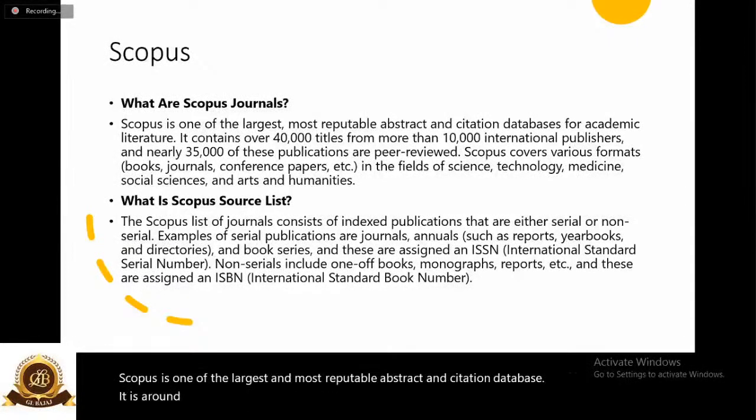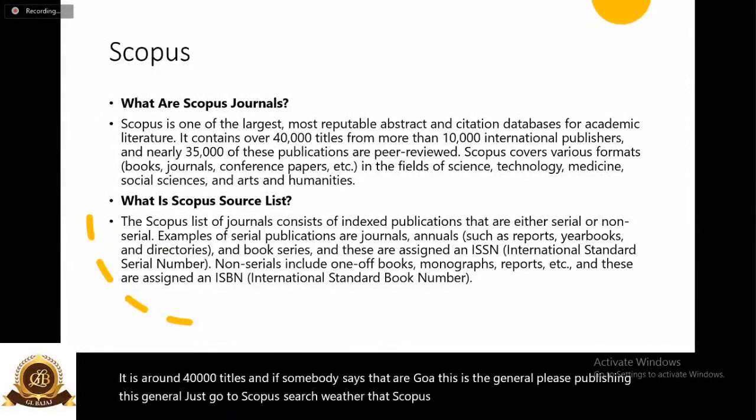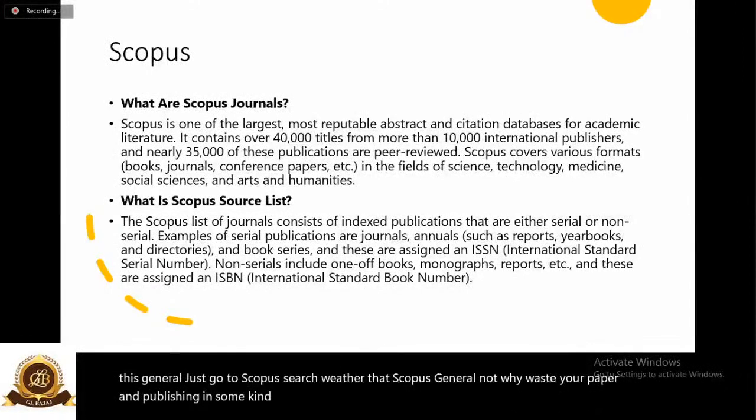And if somebody says that this is the journal, please publish in this journal, just go to Scopus and search whether that's a Scopus journal or not. Why waste your paper by publishing in some kind of journal which publishes in 2 days and asks you for some money or something like that.